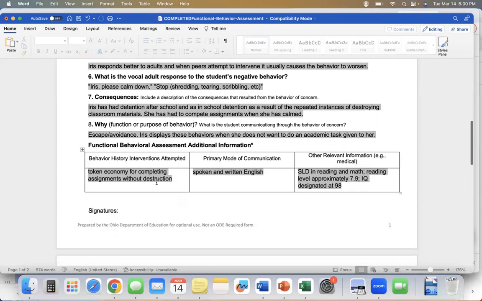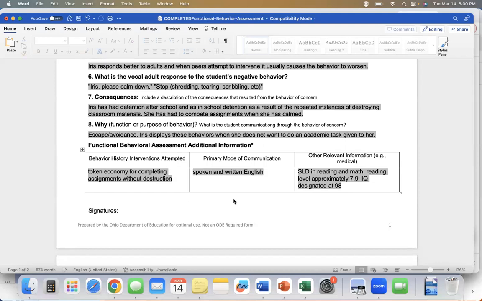So some additional things, what are some of the things that we've tried? Maybe we've tried a token economy for completing assignments. So we're trying to ignore the destruction behavior and reinforce appropriate behavior. And then primary mode of communication here is spoken and written English. A lot of times when we do an FBA, we are doing these with students who are either nonverbal or have very limited verbal ability, and that lack of communication really is the factor for why the behavior is happening.